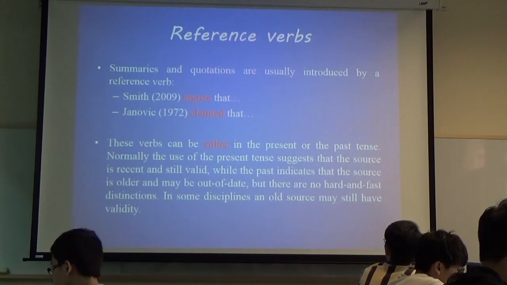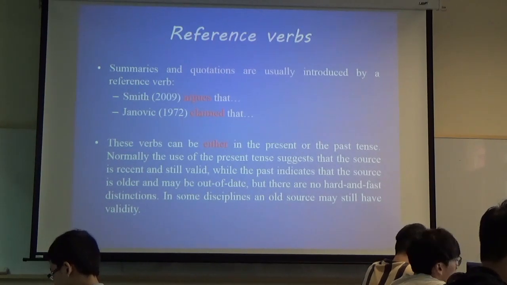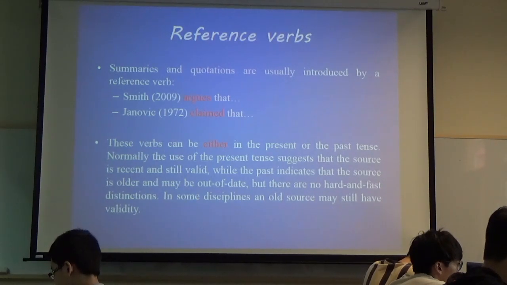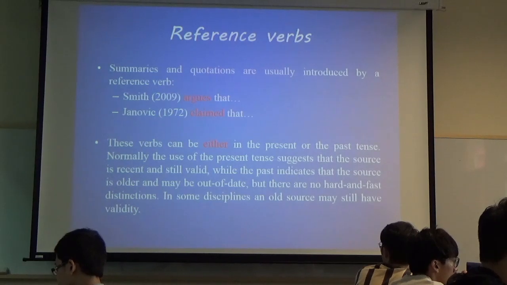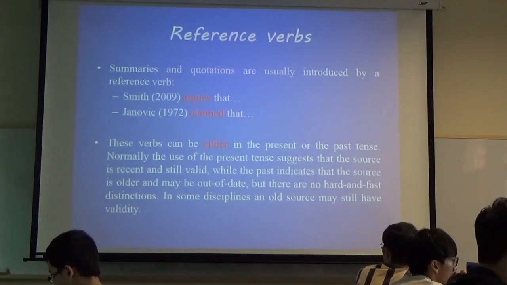Please look at the second bullet. These verbs can be either in the present or in the past tense. Well, tense is a question for us. It's a headache for us. Normally, when you use the present tense, that suggests the source is recent and still valid, or you can say the author is still alive. While the past indicates the source is older and may be out of date. And there is no hard and fast distinction. In some disciplines, an old source may still have validity.